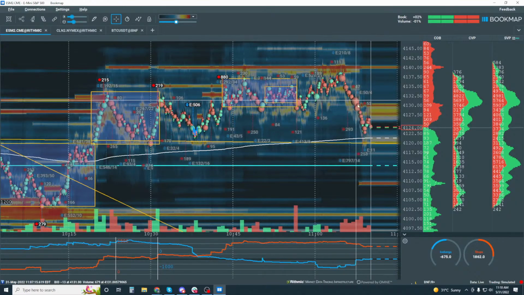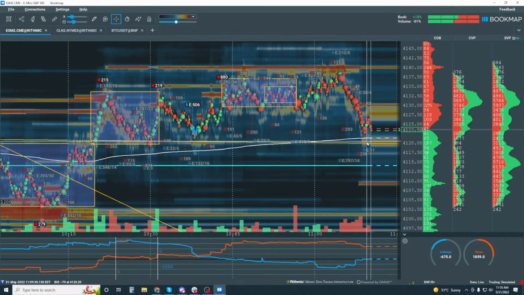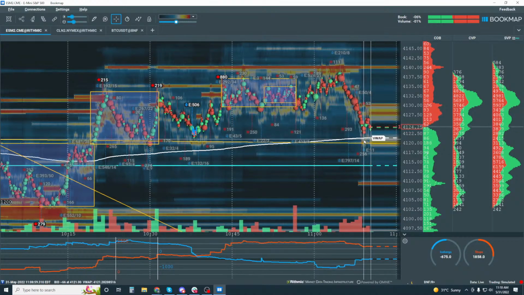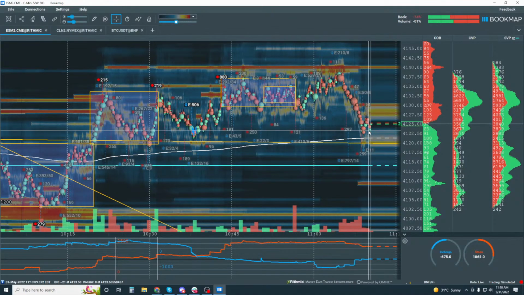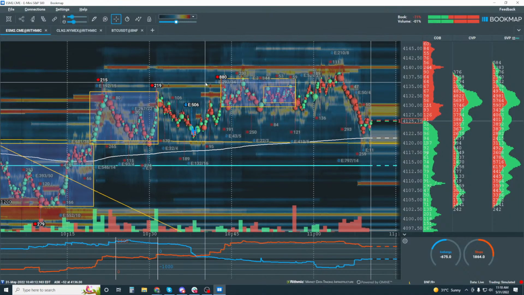All right, anyway, the original point was that when you get down into some of these areas in here, a lot of times you won't get even a bounce. They'll just blaze right through it. We've seen it so many times. We kept looking for it. We kept looking for it.